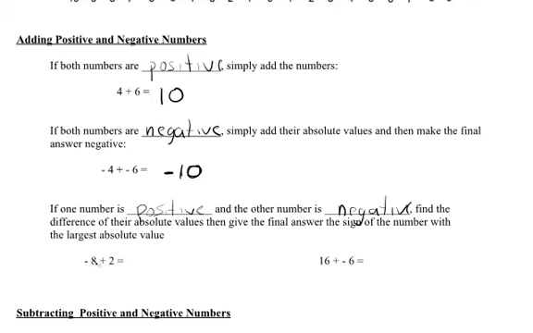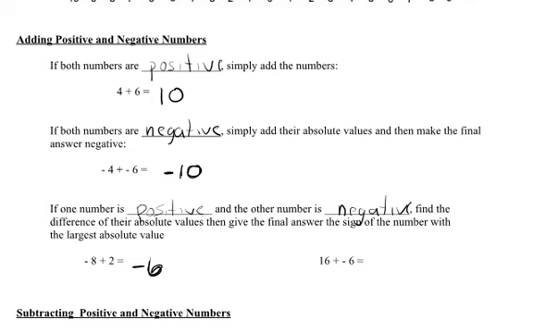So we have negative 8 plus 2. So the absolute value of negative 8 is 8. The absolute value of 2 is 2. So 8 minus 2, that's a difference, is 6. And then if we're looking at the absolute values, which one's bigger, 8 or 2? 8 is bigger, and this 8 has a negative sign. So we're going with the sign of the number whose absolute value is greatest. So our answer is negative 6.